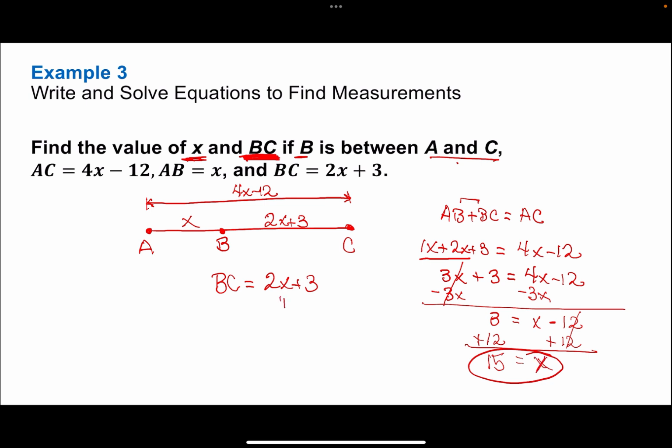So if I substitute or plug 15 in for x, I'm taking 2 times 15 and adding 3 to it. 2 times 15 is 30. 30 plus 3 is 33. So the distance between B and C is 33. And now we've answered both pieces of the question.